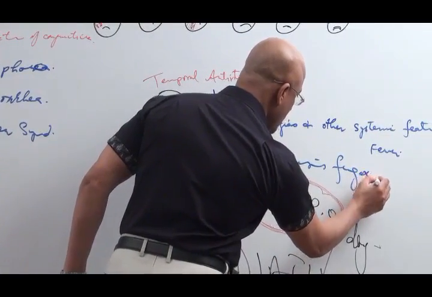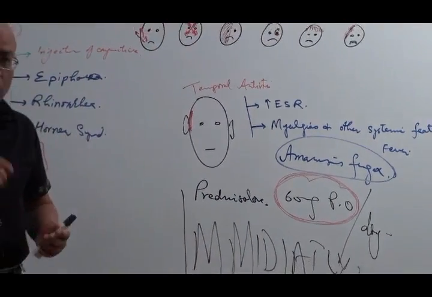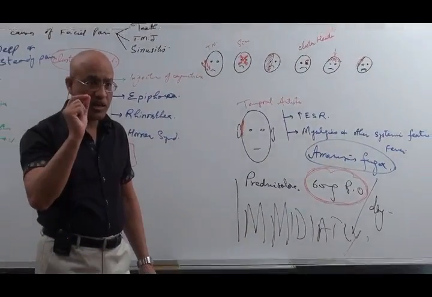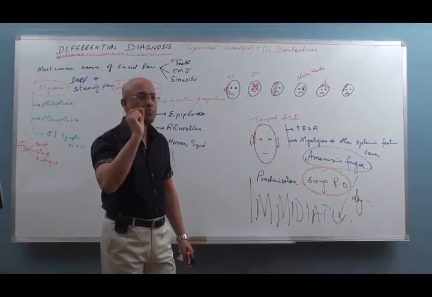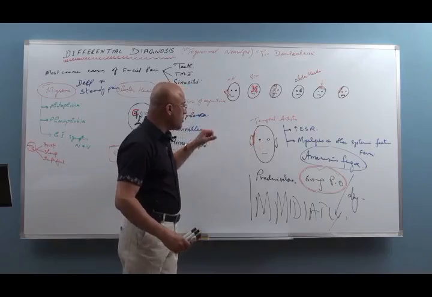Amaurosis fugax, or sudden, severe, irreversible, permanent loss of vision, right? So anyway, let's come back.